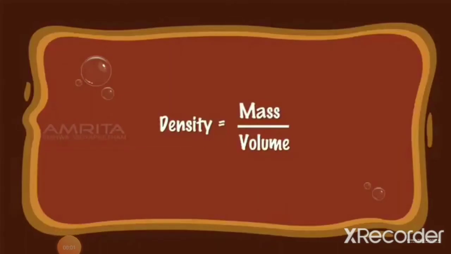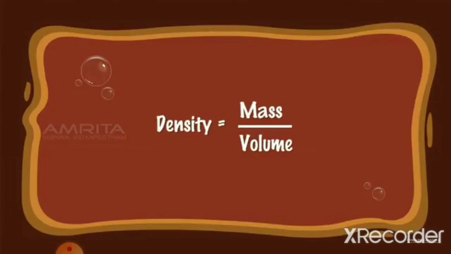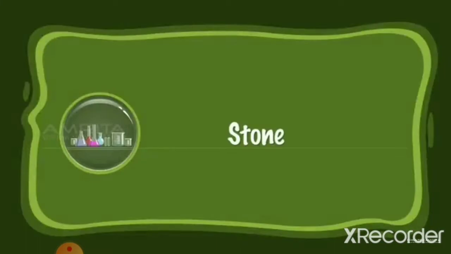The measurement of volume of an irregular body by displacement method can be understood by the following activity. We'll see one by one. So when you want to find out the density, you should know the formula, that is mass by volume. You should know mass and volume. For example, you take a stone.